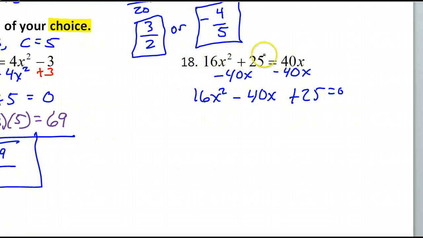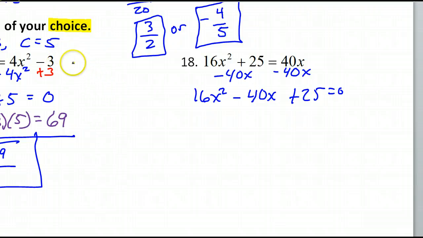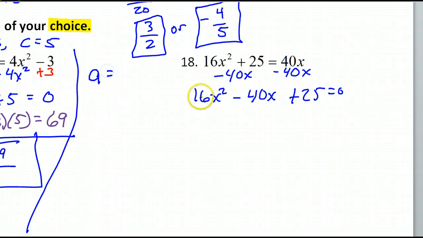Alright, unless I can just look at it and factor it in my head almost immediately. Okay, so what we have here, we know A, B, and C, right? Let me draw a line here. So I know that A is 16, B is negative 40, C is 25.